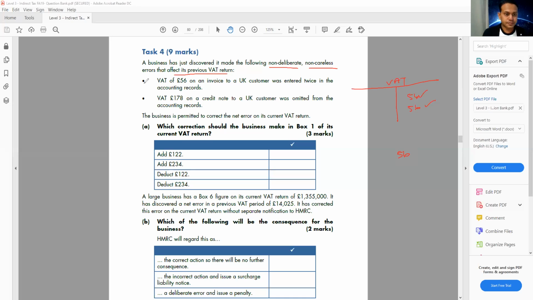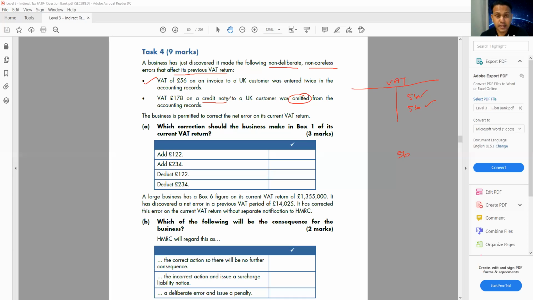This is number one. Number two, it says VAT 178 on a credit note to a UK customer was omitted from the accounting record. Omitted means you forgot. Omitted means you missed it. Omitted means you didn't consider that at all. You didn't record it at all. So this credit note was completely missed. Credit note means return, isn't it? Credit note means return. When a customer returns something to me, I give the credit note.